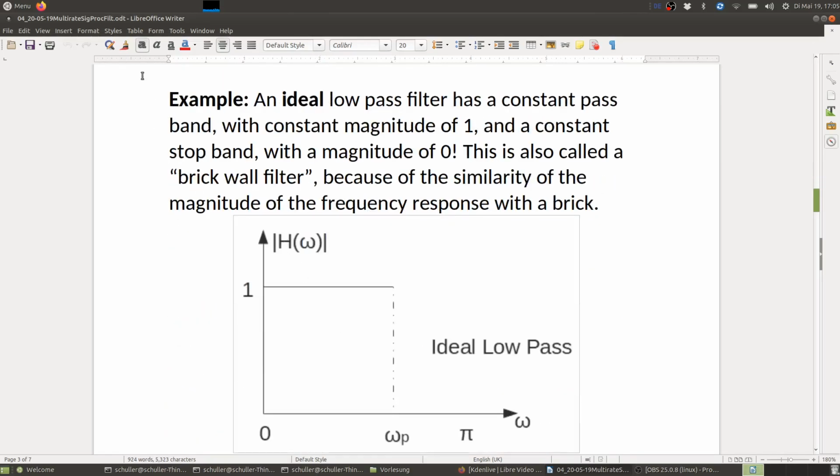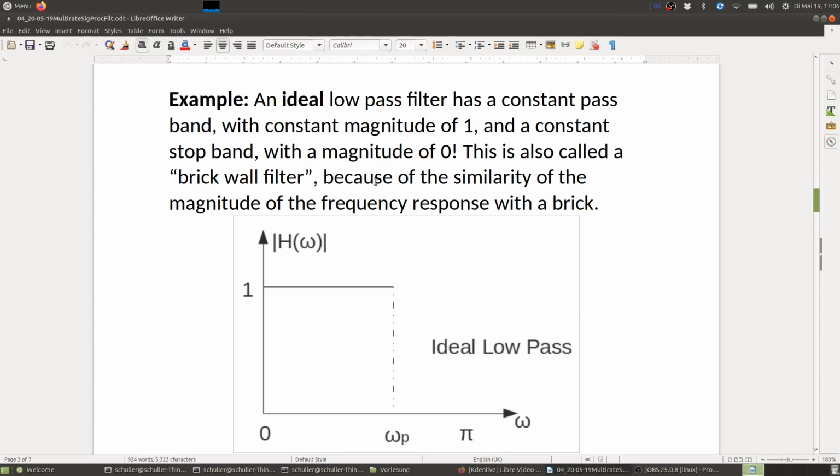So here an example. An ideal low-pass filter has a constant pass band with a constant magnitude of 1 and a constant stop band with a magnitude of 0. Right? So ideally, we want to pass frequencies in the pass band unchanged in amplitude and magnitude. And in the stop band, we basically want to multiply all the magnitudes with a factor of 0 so that they are not passed through.